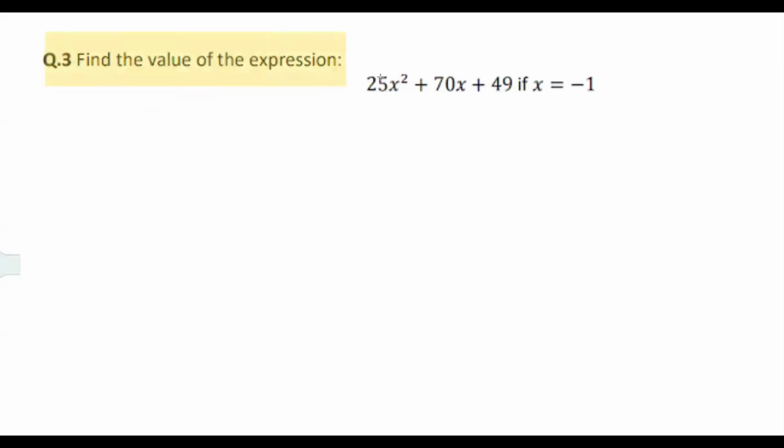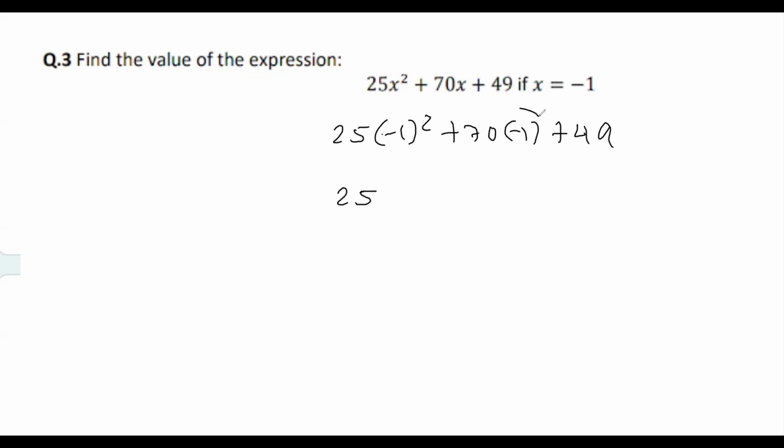The third question is to find the value of this expression. Now, as you can see, they have not asked or restricted us to use any identity. So we'll be simply replacing x with minus 1. So this is 25 times minus 1 square plus 70 times minus 1 plus 49. So minus 1 square is 1. 1 multiplied by 25 is 25. 70 into minus 1 is minus 70, plus 49. Now if I add these two first, I'll get 74, minus 70. So finally, we'll say 4 is the answer for this.